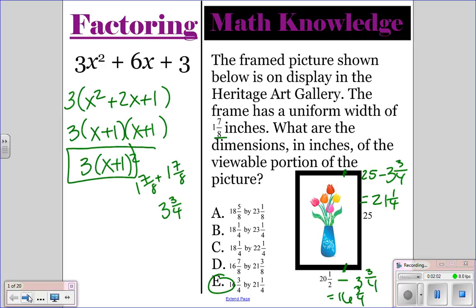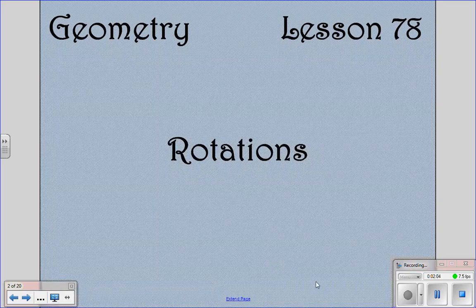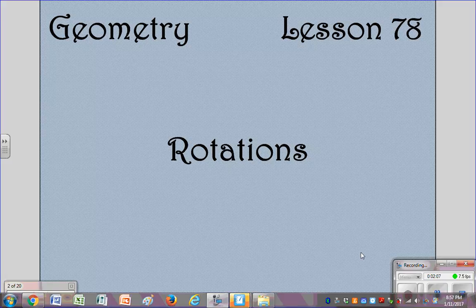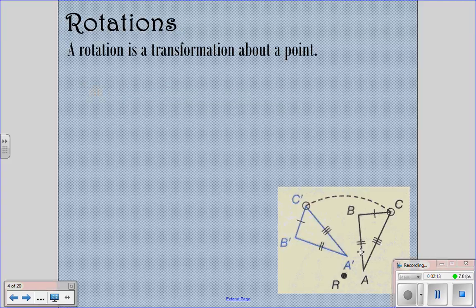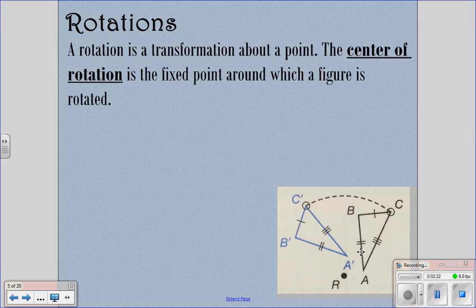Okay, so now we're going to look at lesson 78 today. We're looking at rotations. So hopefully after this lesson, you'll understand rotations. So rotation is a transformation that's about a point. You take your figure and you rotate it about some point. The center of rotation is the fixed point about which your figure is rotated. So in our figure, our picture down here, our figure is rotated about point R. So R is the center of rotation.